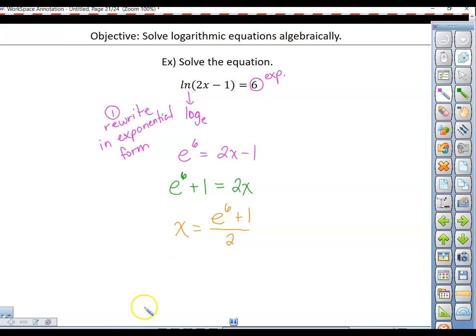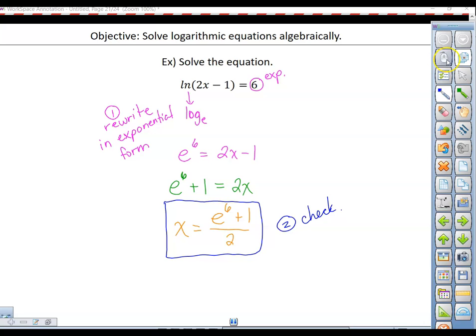Now, we do have to check to determine if this is actually a valid solution. And this one actually requires some number sense. So what our number sense has to tell us, so we know e is about 2.7. So it's not quite 3, but 3 to the 6th power we know is going to be a very large number. So e to the 6th power is going to be a very large number. Plus 1 and divided by 2, it's still going to be a very large positive number. So plugging it back into x in our argument, 2 times that very large number minus 1, we should recognize is going to be a positive argument value. So that tells us, okay, this is going to be a valid solution for this equation.